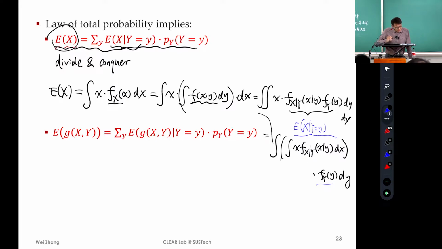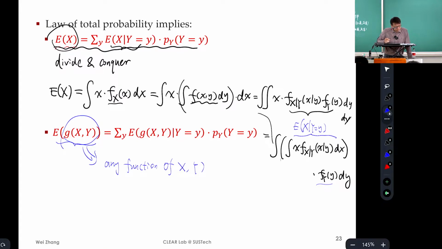Similarly, this guy is also in problem 2 of homework 2. If I want the expectation of any function of x and y, it can be written as an expectation over y. So this is again divide and conquer. This could be any function of x and y. For example, I can say g of x, y is x squared plus e to the y. Some weird function, that's fine.